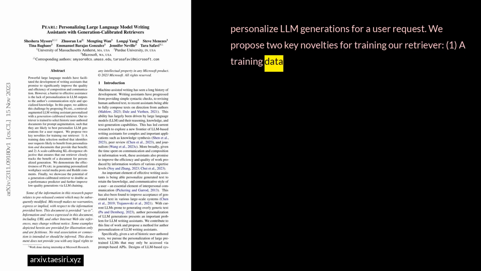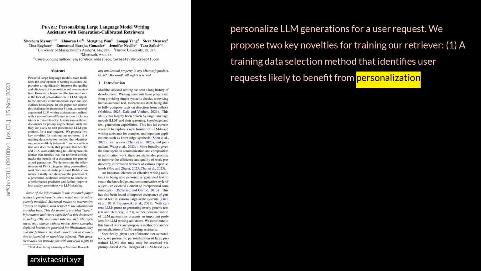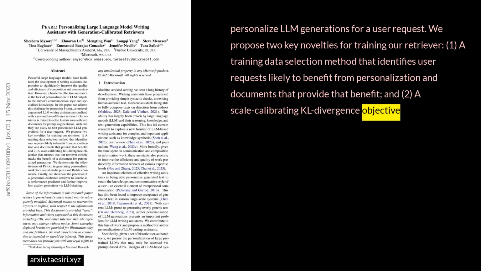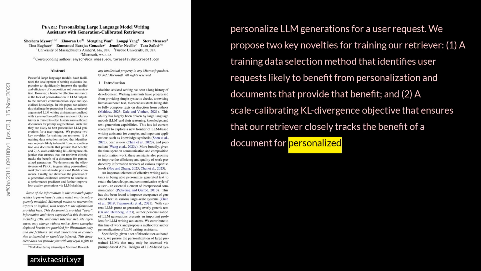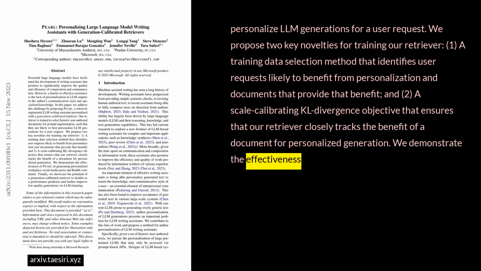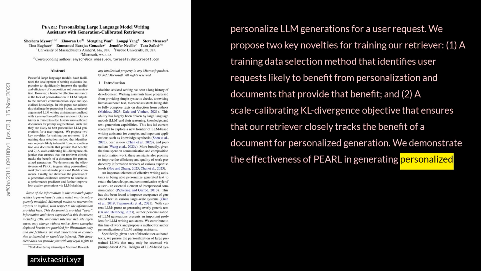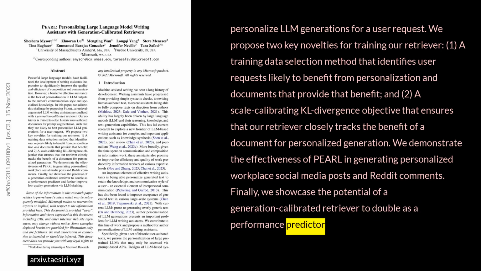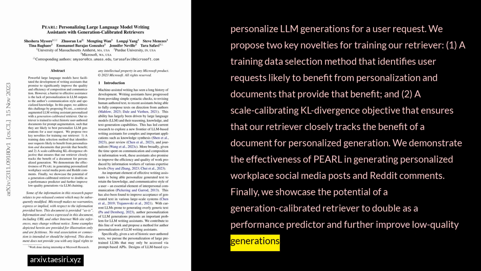1. A training data selection method that identifies user requests likely to benefit from personalization and documents that provide that benefit. And 2, a scale calibrating KL divergence objective that ensures that our retriever closely tracks the benefit of a document for personalized generation. We demonstrate the effectiveness of Pearl in generating personalized workplace social media posts and Reddit comments. Finally, we showcase the potential of a generation-calibrated retriever to double as a performance predictor and further improve low-quality generations via LLM chaining.